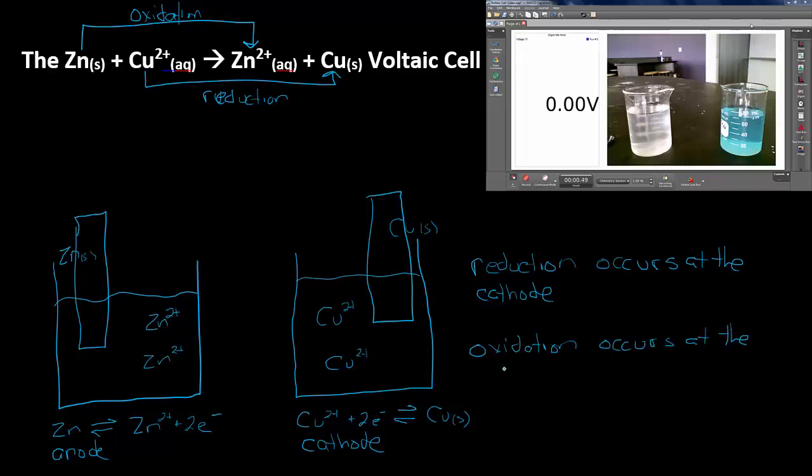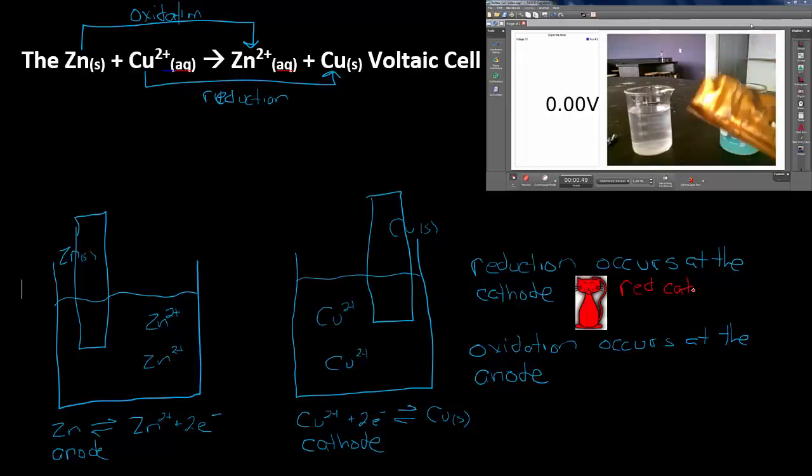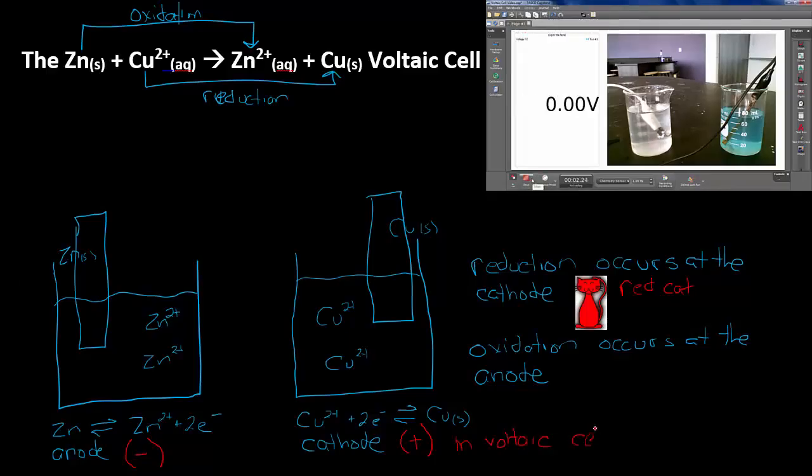You'll start to see up in the upper right-hand corner my construction of this voltaic cell. Handy way to remember the labeling terms: reduction always occurs at the cathode, red cat. In a voltaic cell, the anode is deemed negative, and the cathode is deemed positively charged. It's important to note that that's specific to voltaic cells. That will change for an electrolytic cell.